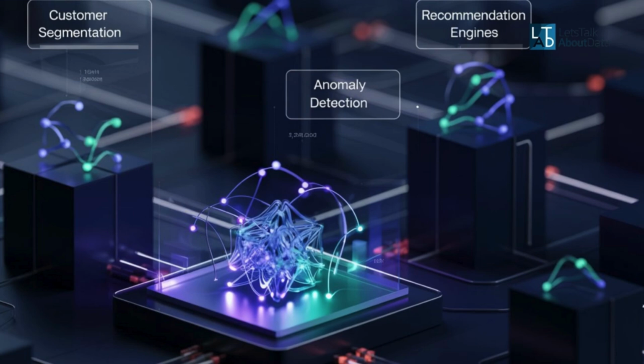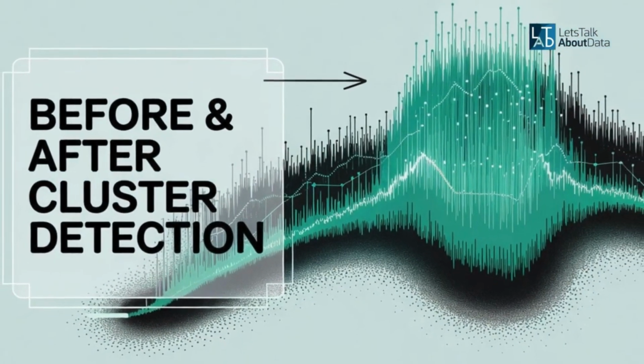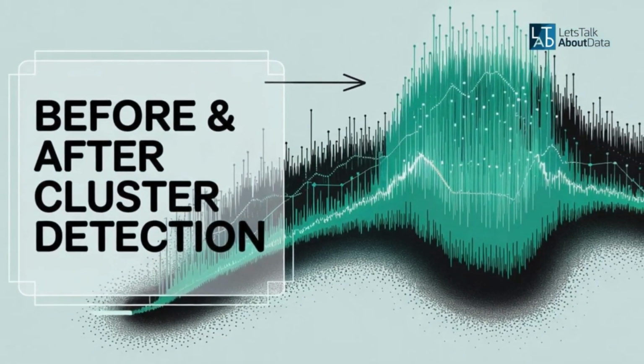Let's explore the hidden structures of your data. What is unsupervised learning? Unsupervised learning means the model is given unlabeled data and its task is to find patterns, structures, or groupings.